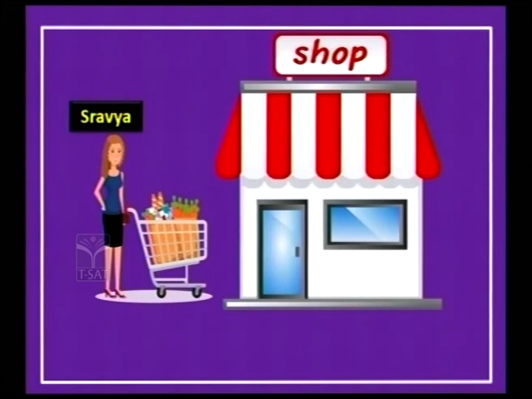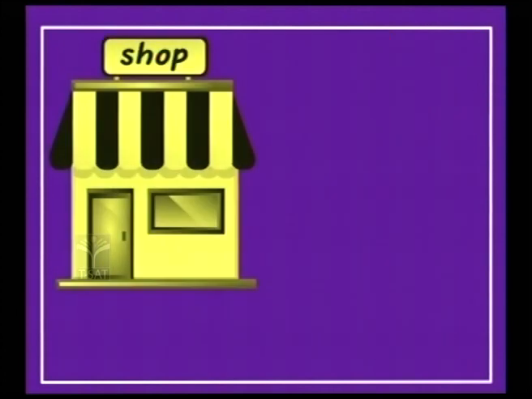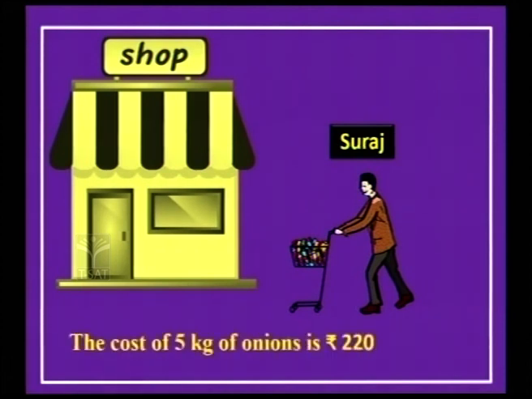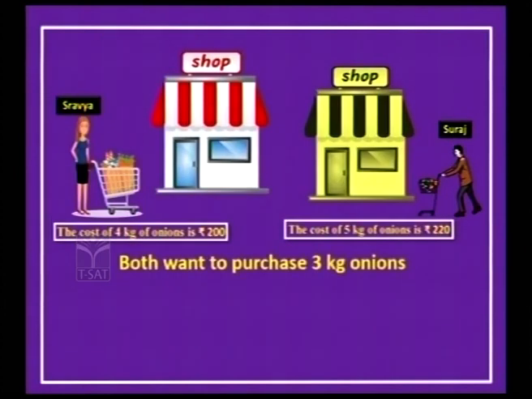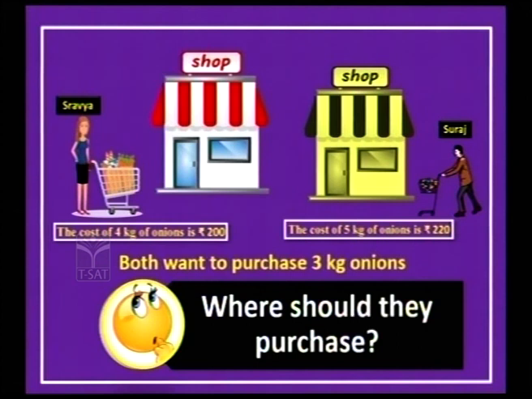Shravya has come to purchase some groceries or vegetables, and she found that the cost of 4 kg of onions is 200 rupees. At the same time, his friend Suraj has visited another shop where he found that the cost of 5 kg of onions is 220 rupees. Now, both want to purchase 3 kg of onions. Now, let us help them where to purchase.